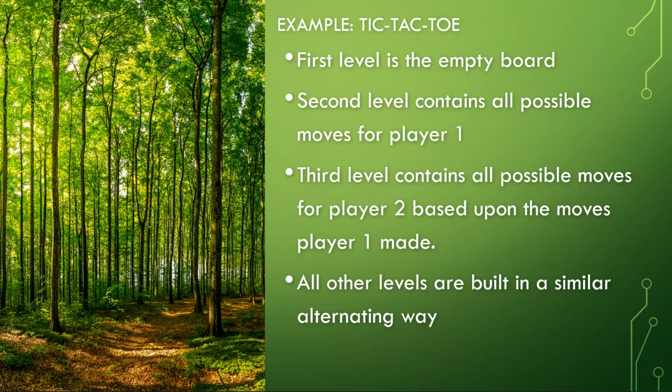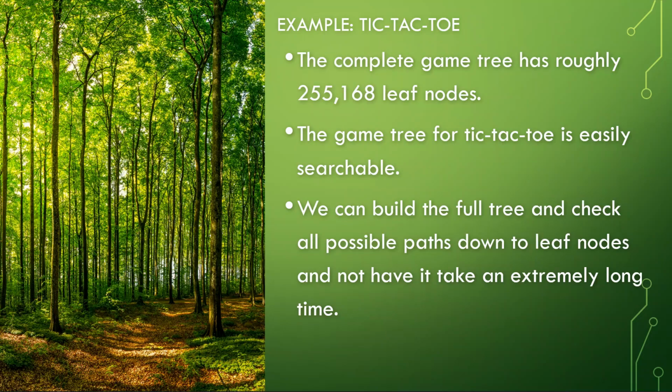The third level contains all possible moves for player 2 based upon the moves from player 1, all the way down. And all levels are built in a similar fashion until we get to terminal win-lose conditions. Now for tic-tac-toe itself, the complete game tree has roughly 255,168 leaf nodes. So that's possible. And that doesn't even say how many nodes you have before then. That's the end results, where a leaf node represents a terminal endpoint for a game of someone winning or losing.